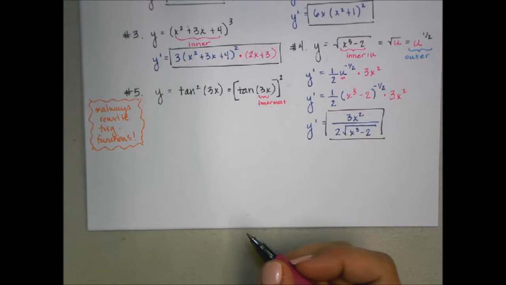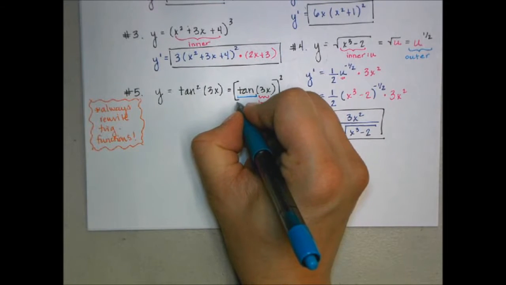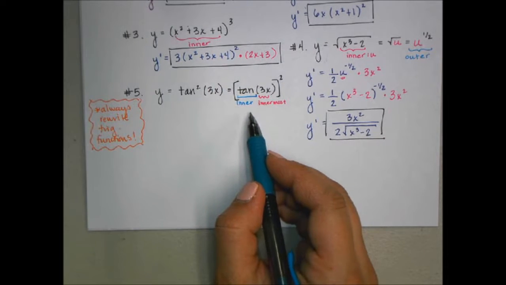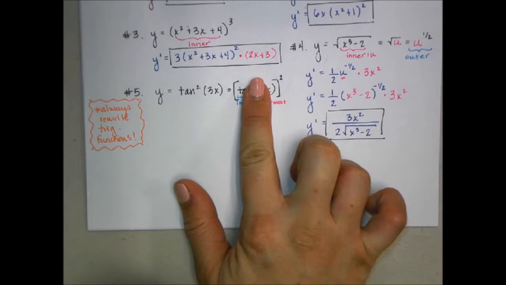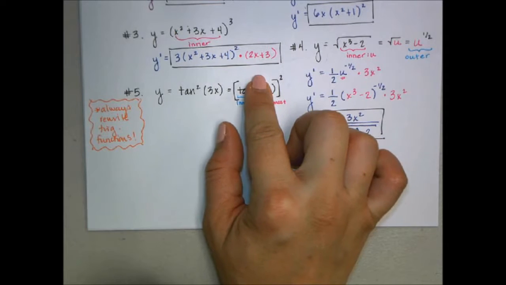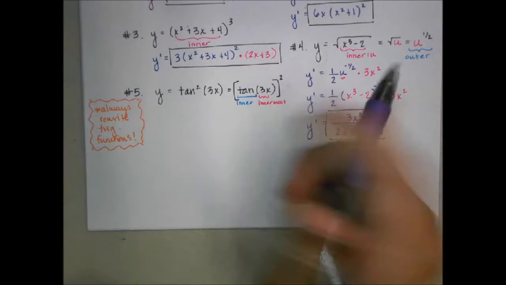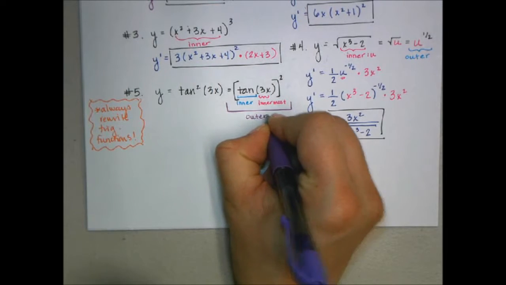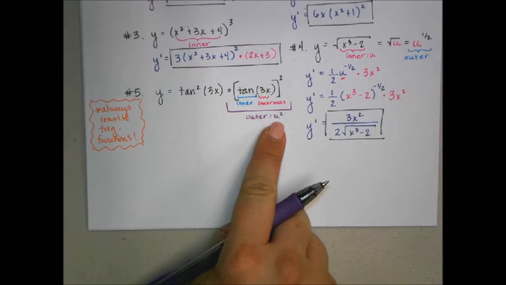Okay, now what is 3x inside of? Well, it's inside of tangent. So that means that tangent becomes the next inner function. And then what is tangent inside of? Well, it's inside of a set of brackets here. And if I cover up tangent 3x, I'm left with u squared. So I'm left with that power rule again. Okay, so my outer function is going to be that u squared. And that's what we start with, the derivative of u squared.